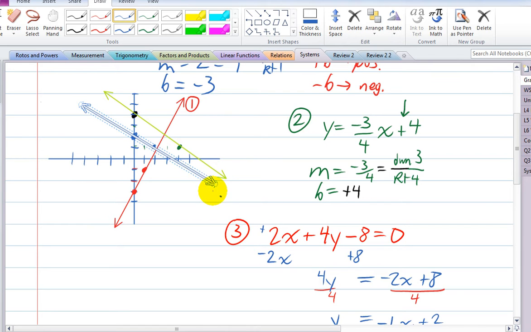Notice how the green and the blue line aren't parallel. They're close to parallel, but not quite. So eventually they will cross. Okay, they will cross eventually. Any questions?